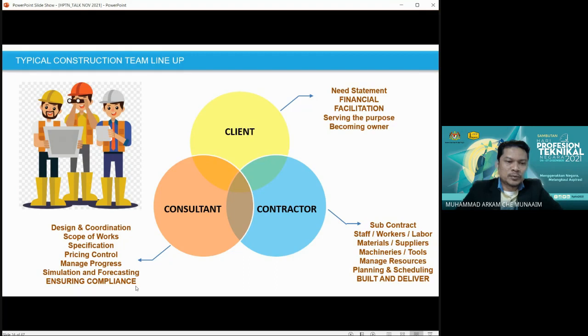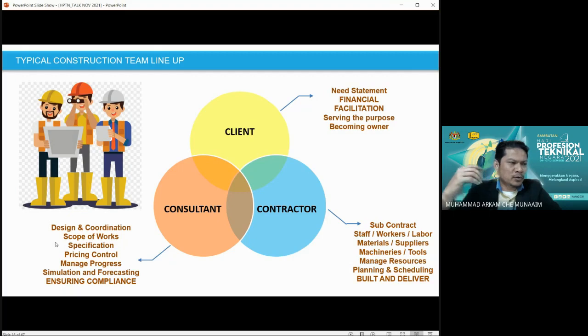Then the most important part to me as a consultant is to ensure compliance. So the consultant basically works to ensure compliance. We need to put in a liaison with the authorities, which is also an important activity of the consultant, in order for us to prepare the documentation of the construction project that meets everyone's requirements. So ensuring compliance is the important part of being a consultant.